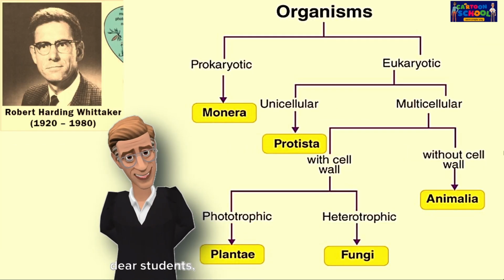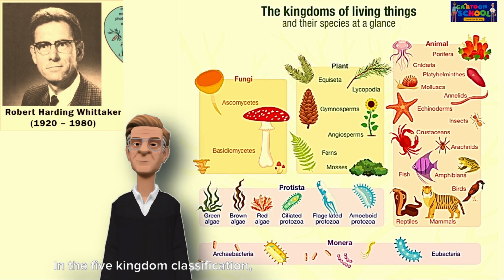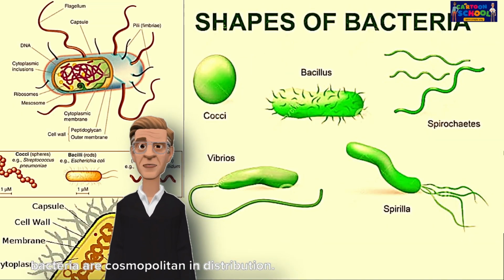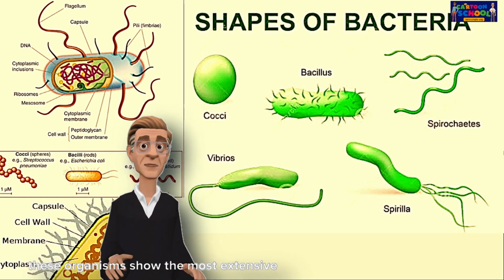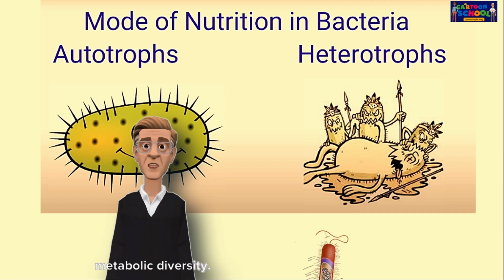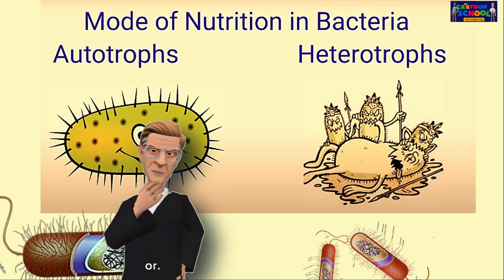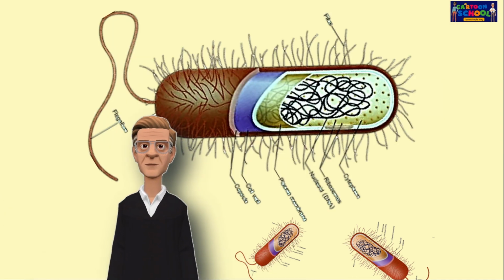Listen, dear students. In the five-kingdom classification, bacteria are included. In Kingdom Monera, bacteria are cosmopolitan in distribution. These organisms show the most extensive metabolic diversity. Bacteria may be autotrophic or heterotrophic in their mode of nutrition.